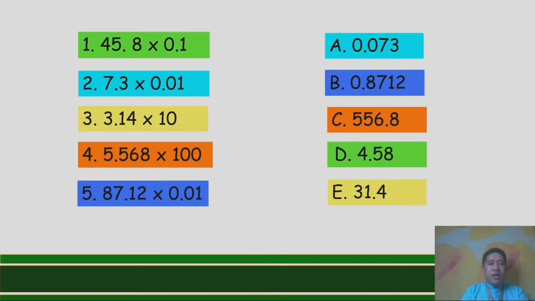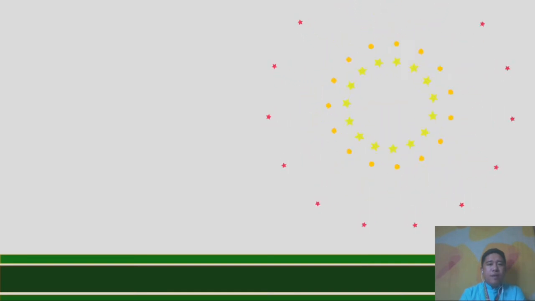Good job, children. All of you got the correct answer. How do we multiply mentally decimals up to 2 decimal places by 1 tenths, 1 hundredths, 10, and 100? When multiplying decimals, remember the following.